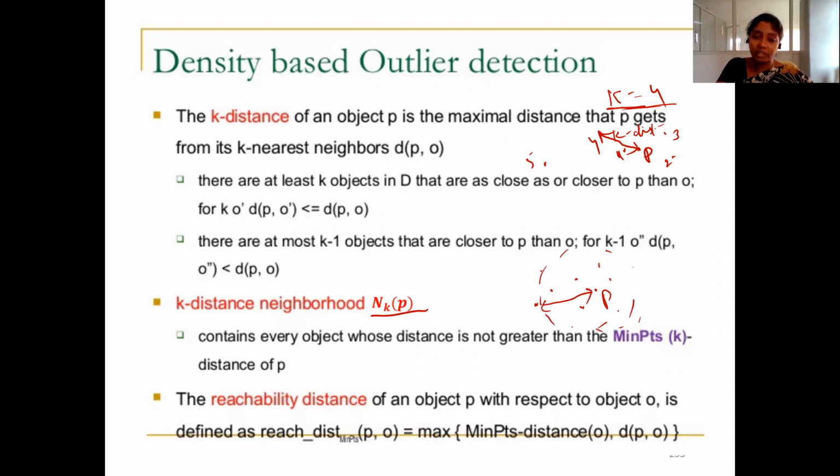And coming to the reachability distance. What is the reachability distance? The reachability distance of an object P with respect to the object O, suppose this is object O, is defined as the maximum of the min point distance and the distance between P and O. What is this min point distance, and what is this distance between P and O?